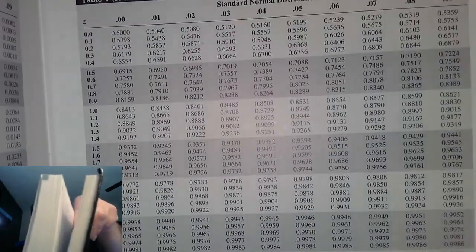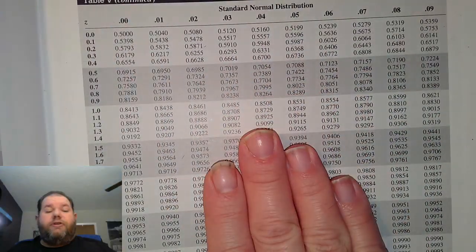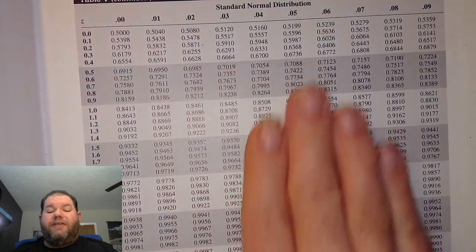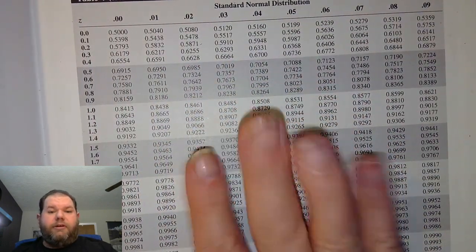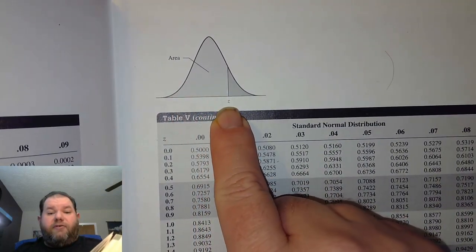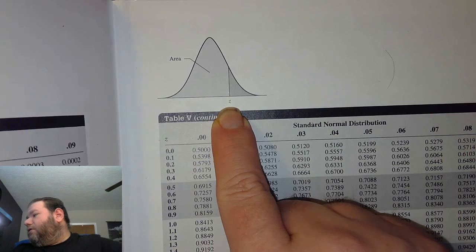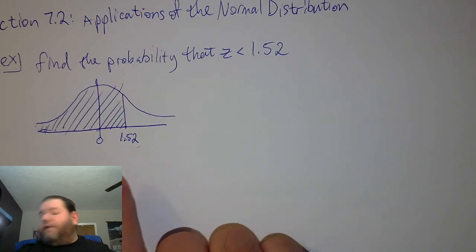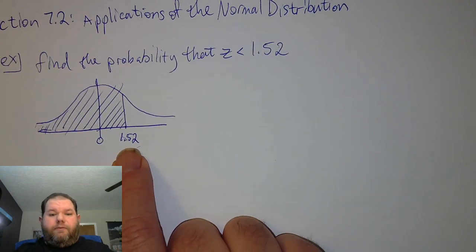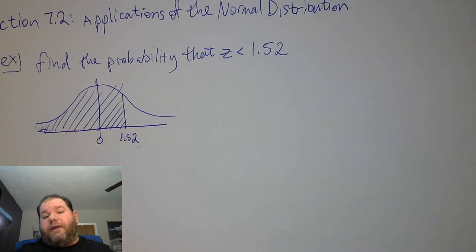But there's a whole lot of numbers here. Okay. These numbers are actually the probability. These represent the area and the probability. Okay. And if you notice on the top, it says the area to the left of a particular z value. Now, that's exactly what we're looking for. We're trying to find the area left of 1.52 here. Z equals 1.52. We want the area to the left.